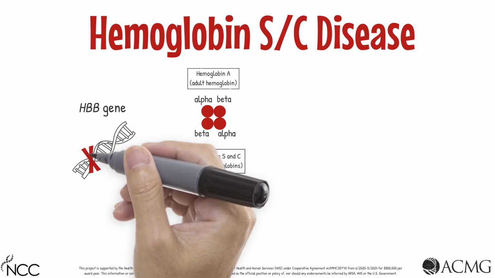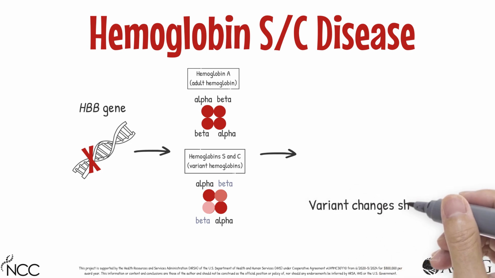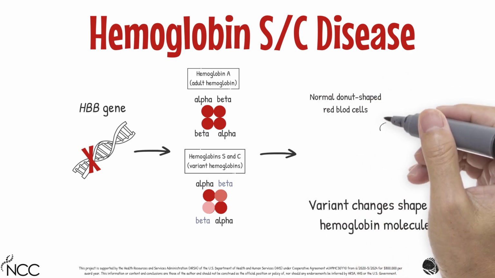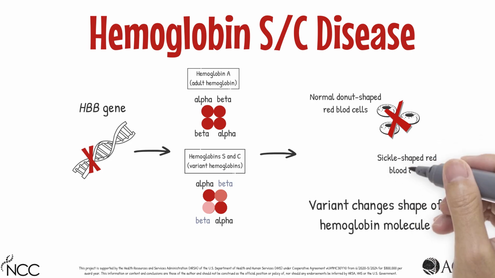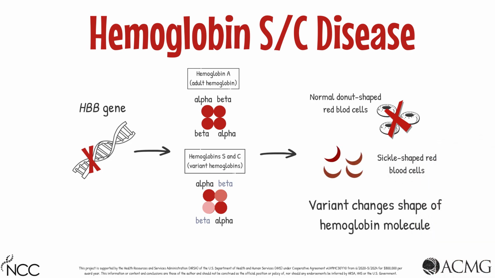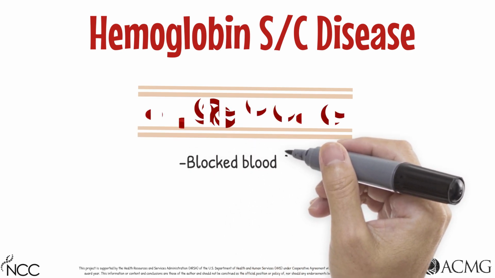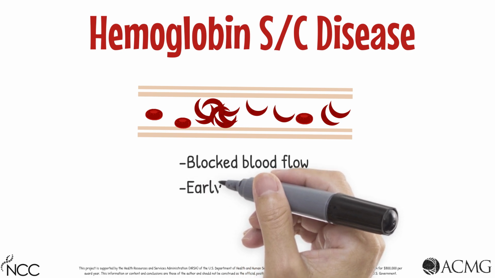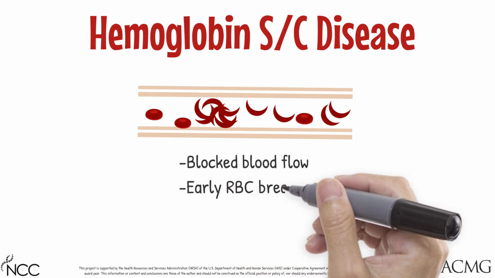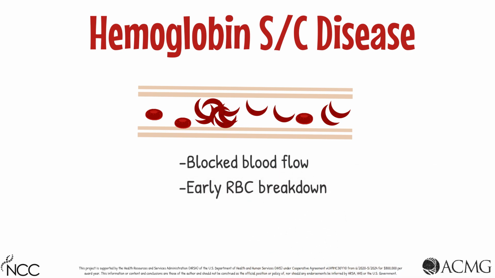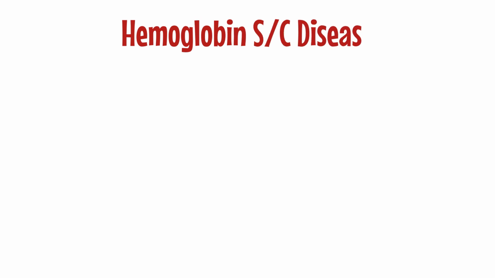These variants cause changes to the shape of hemoglobin from the normal donut-shaped red blood cells into a sickle or crescent shape. This sickle shape increases the chances of the cells getting stuck and blocking blood flow. This also can cause premature breakdown of the red blood cells. Hemoglobin SC disease can occur in all races and ethnicities.